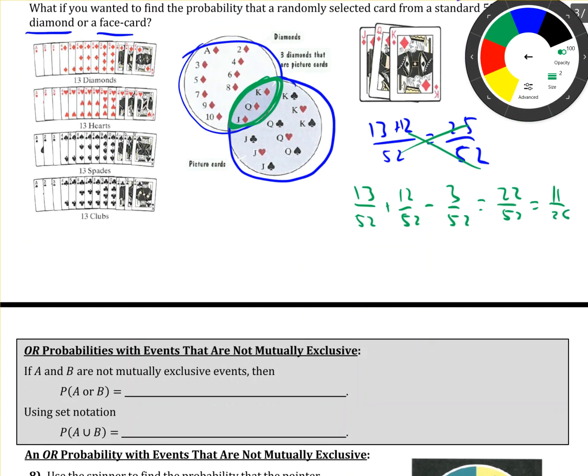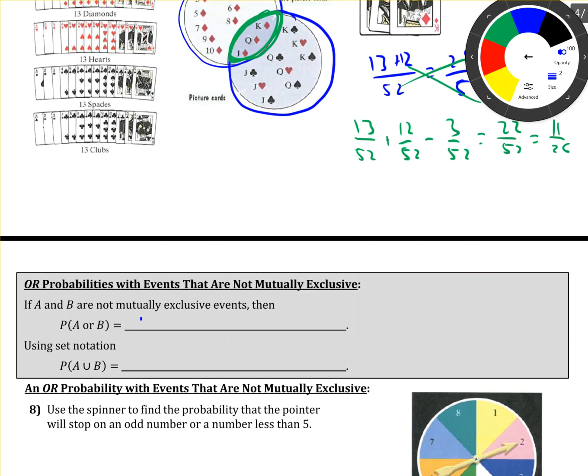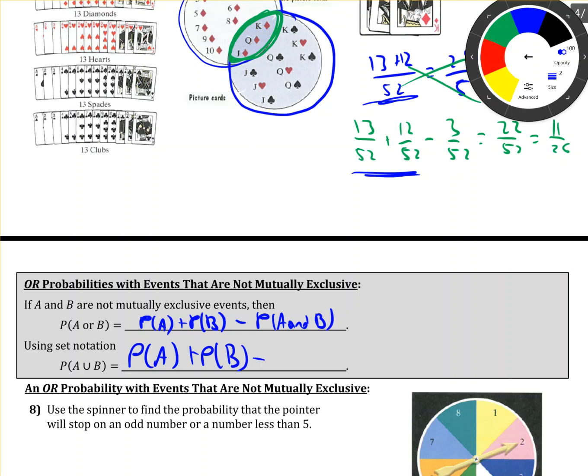Now notice, how do we write that using our terminology? Well, if they're not mutually exclusive, we can add the probability of A plus the probability of B. That's what we did up here and right here. But then we have to subtract the probability of A and B. And again, if we use set notation, it's exactly the same, except it's P of A intersect B.